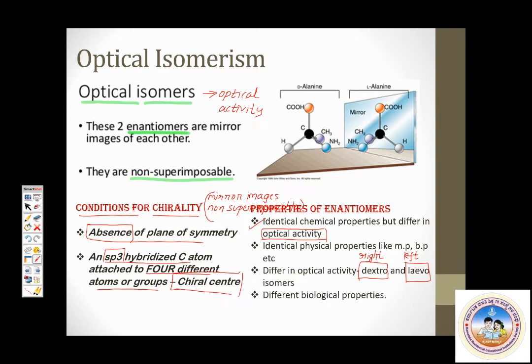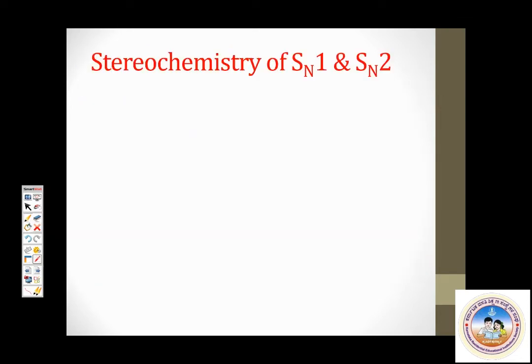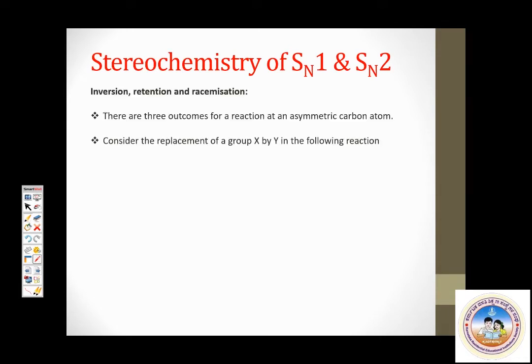Okay, now let us apply this idea to SN1, SN2 mechanisms. We'll apply this idea to SN1 and SN2 mechanisms. Now there are these possible outcomes in an SN1 or an SN2 mechanism.